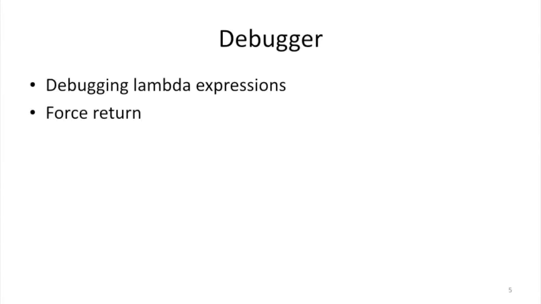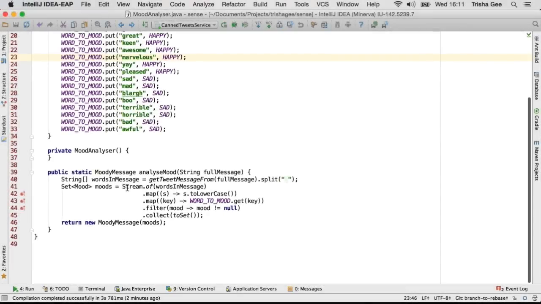As always, we have a number of improvements to the debugger, particularly around lambda expressions. So let's have a quick look at what that looks like. Here, for example, I have a stream. This would be a fairly common use of stream where I have a stream and a number of lambda expressions going into a number of my stream operations.